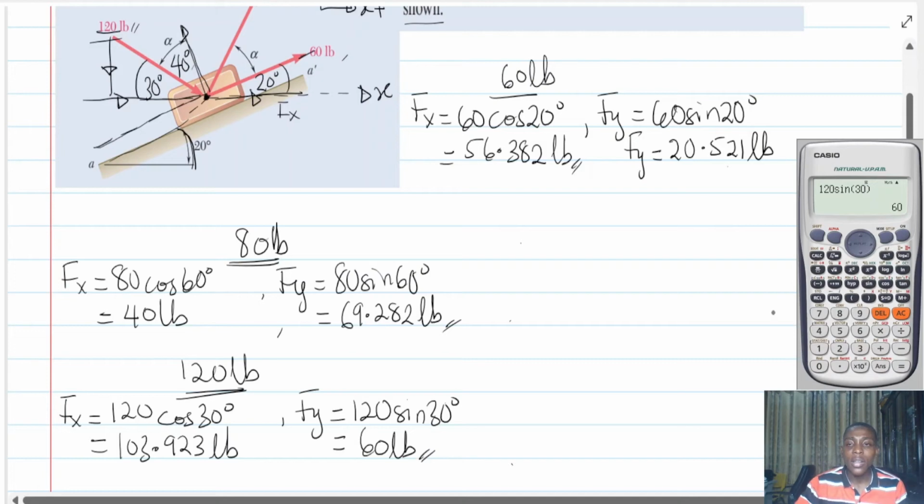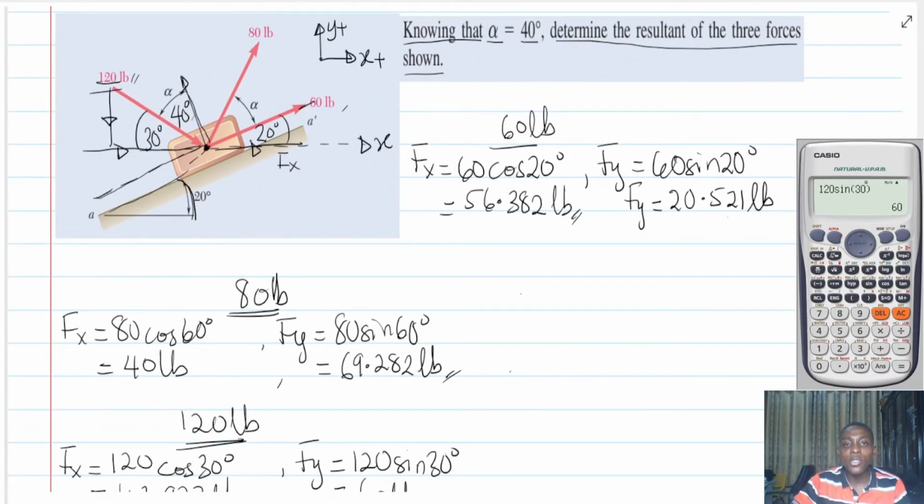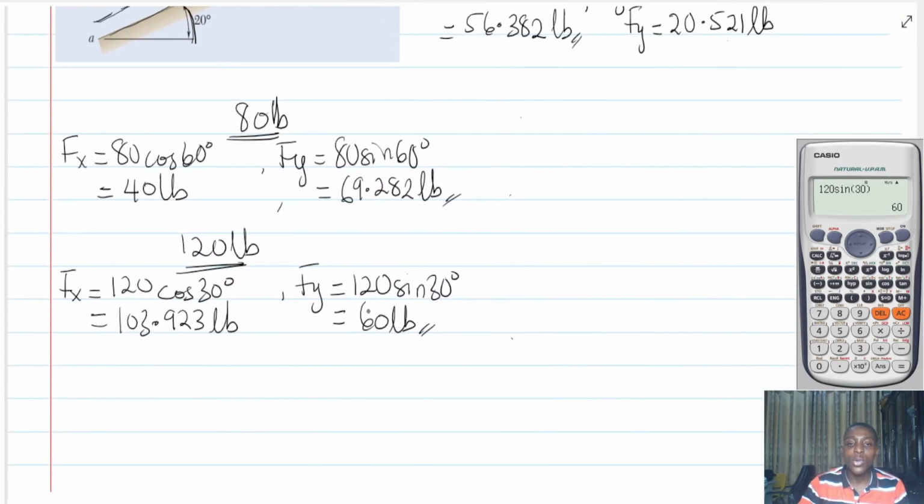But you see, wait. We said every force to this side is positive and every force to this side is positive. Now here I have a force which is coming down, because of the direction of the 120 pound. This guy is coming down, and for the fact that this guy is coming down, I have to negate him. And so this is going to be minus 60.